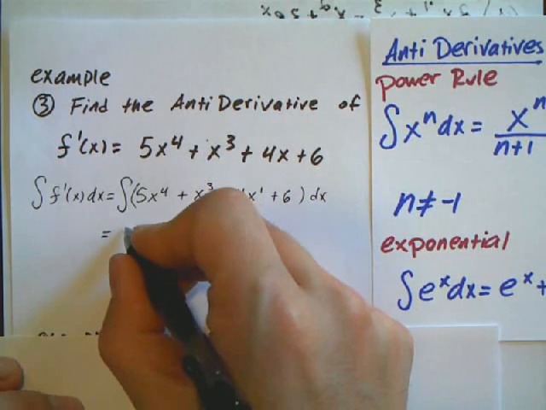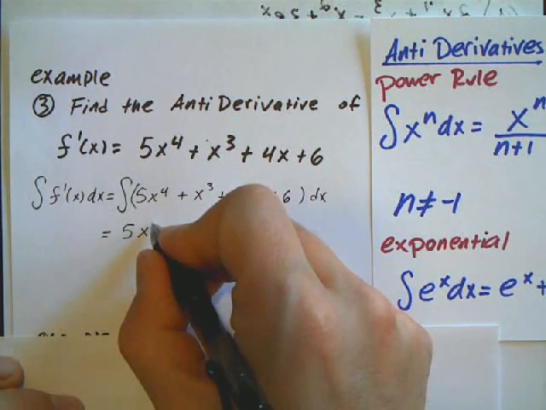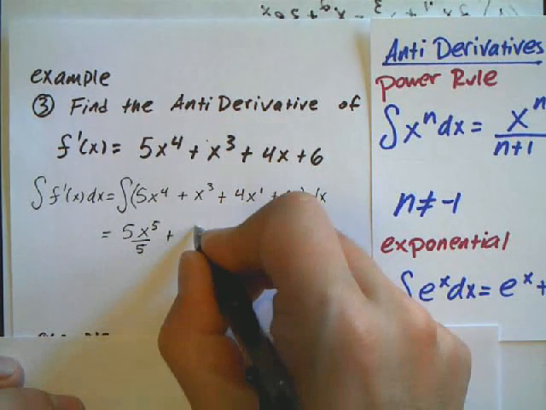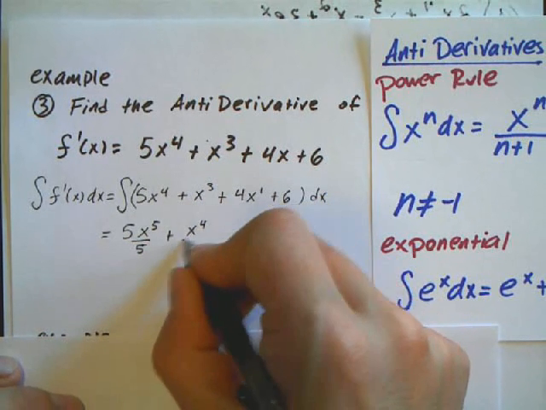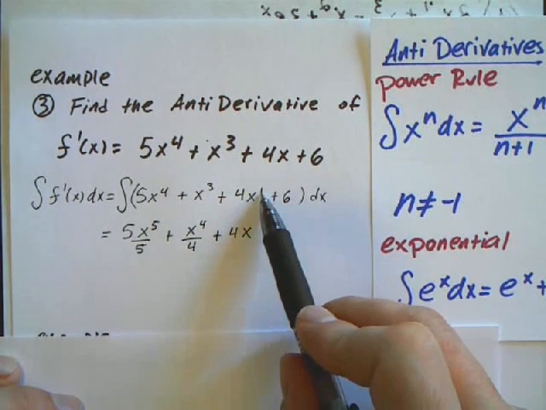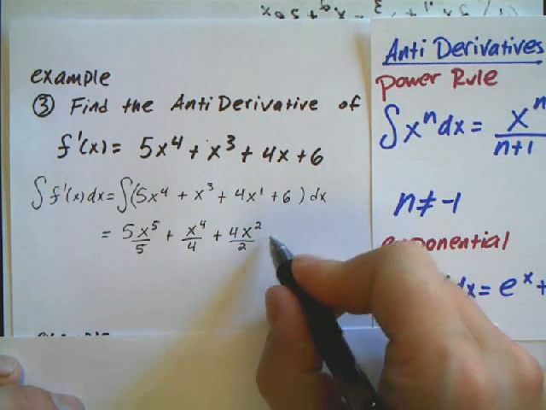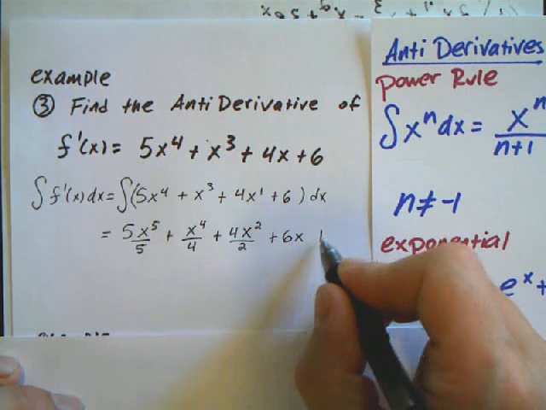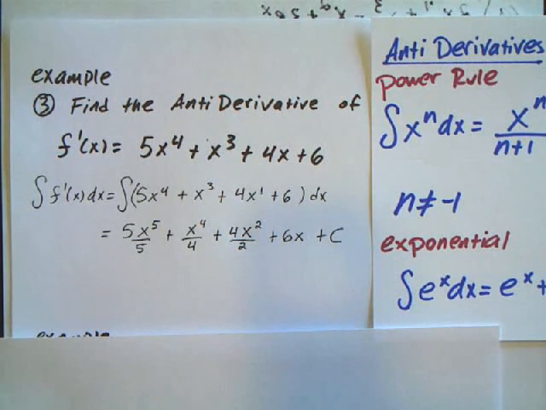It's going to be a 5 x to the, I add this power by 1, so it's going to be 4 plus 1, which is 5, all over 5, plus x to the, add this power by 1, so 4 over 4, plus 4 x to the, I add this power by 1, so x to the 2, over 2, and then the antiderivative of 6 would be 6x, and then it's going to be plus some c value. Then I go ahead and reduce and simplify.